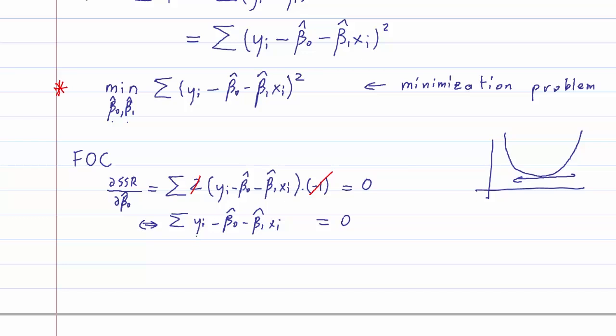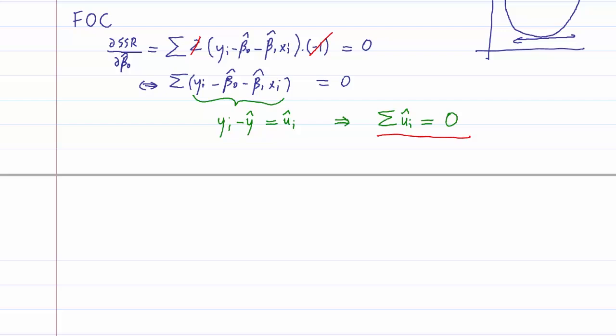What is interesting here is to see that this is basically yi minus y hat, which is equal to ui hat by definition. This implies that the sum of the ui hat equal 0. And this is one of the important results. The sum of the error term is basically 0.